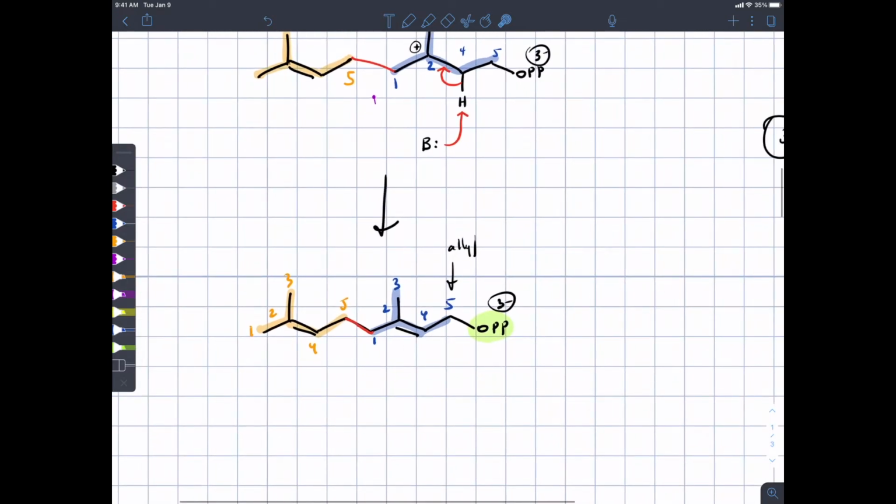This is called geranyl pyrophosphate. If you get that pyrophosphate leaving group to leave, and then you have water come in and attack carbon 5, you can get geraniol, that linear molecule that we talked about above.